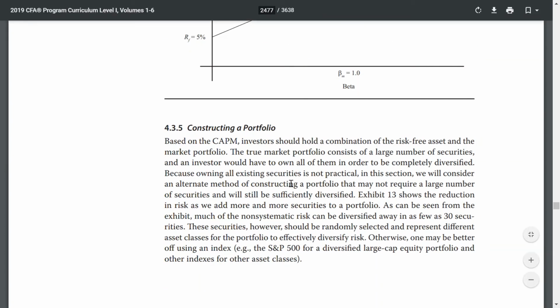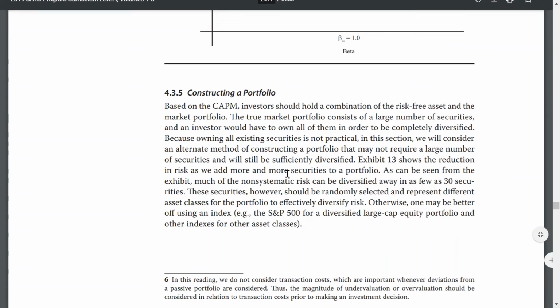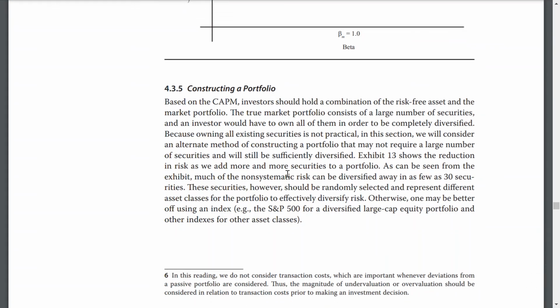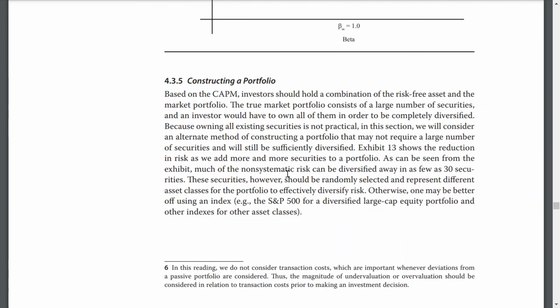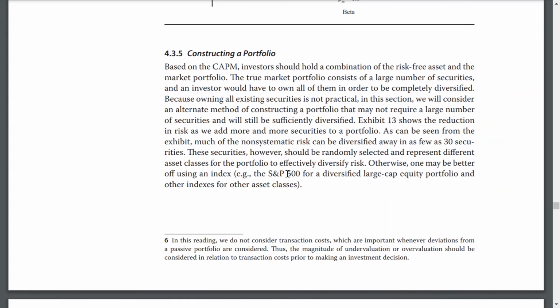Constructing a portfolio based on the CAPM, investors should hold a combination of the risk-free asset and the market portfolio. The true market portfolio consists of a large number of securities, and an investor would have to own all of them in order to be completely diversified, which is not practical. In this section, we will consider an alternative method of constructing a portfolio that may not require a large number of securities and will still be sufficiently diversified.